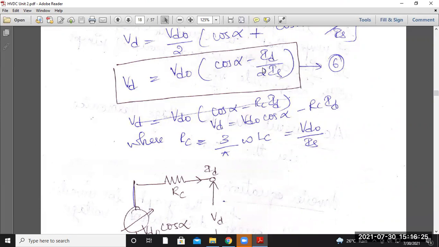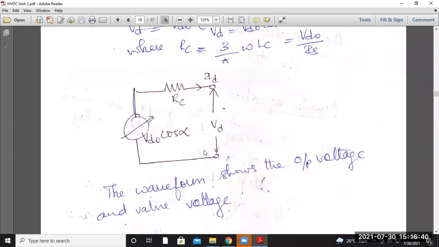You can relate this equation, and you will get Rc equal to Vd naught upon 2Is. It is written here as Rc equal to 3 omega Lc divided by pi, or Vd naught upon 2Is. For the inverter operation, or converter station, Vd naught cos alpha is the variable source. Here the resistance is the converter resistance, the voltage developed across the open circuit is Vd, and the current flowing through this circuit is Id.